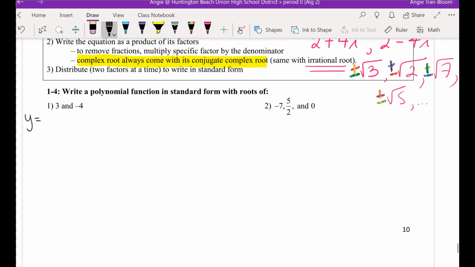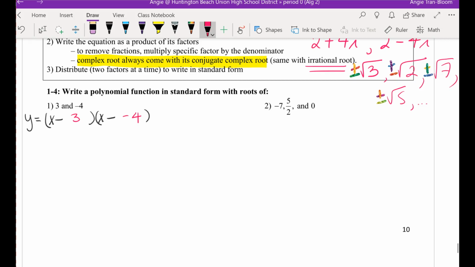2. Are any of them complex? No, they're both real. So I don't need to worry about its conjugate. So you make 2 sets of quantity, 2 roots, and you start with x minus right off the bat. Whatever you have, you can start with x minus. Then in there, you write in the roots. What's your first root? 3. What's your next root? -4.